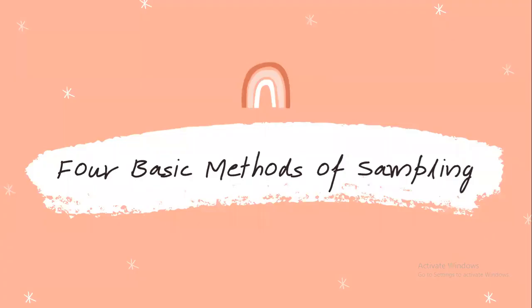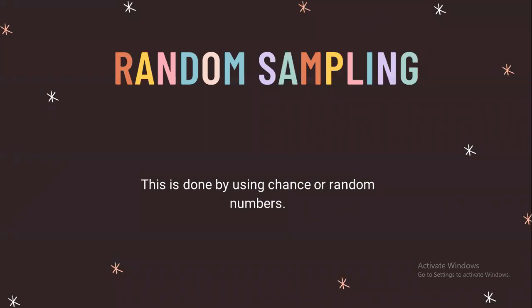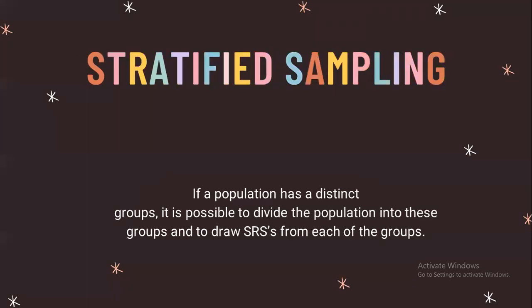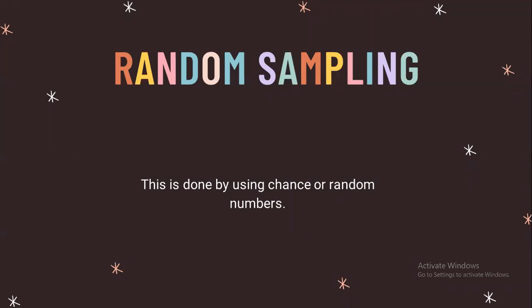Lastly, we have 4 basic methods of sampling. In 4 basic methods of sampling, we have random sampling, systematic sampling, stratified sampling, and cluster sampling. In random sampling, this is done by using chance or random numbers. Random sampling is a reliable method of obtaining information where every single member of a population is chosen randomly merely by chance. For example, in an organization of 500 employees, if the HR team decides on conducting team building activities, it is highly likely that they would prefer picking chits out of the bowl. In this case, each of the 500 employees has an equal opportunity of being selected.